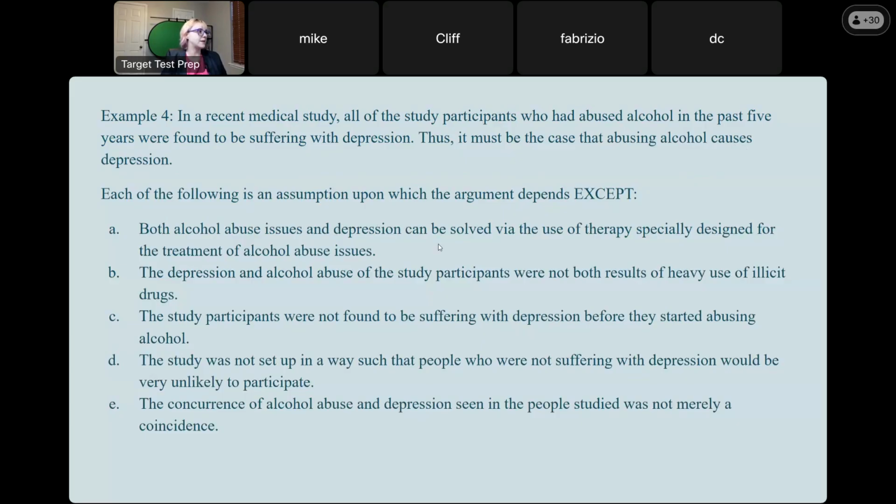So there's a method that people like to use sometimes when testing assumptions, the negation technique. So, if you negate answer B, for instance, and the depression and alcohol abuse of the study participants were both results of heavy use of illicit drugs, then the conclusion doesn't work. But if you negate A, like both alcohol abuse issues and depression cannot be solved via the use of therapy specially designed for the treatment of alcohol abuse issues, well, that doesn't change the conclusion at all. It could stand equally well either way. That's why it's A.